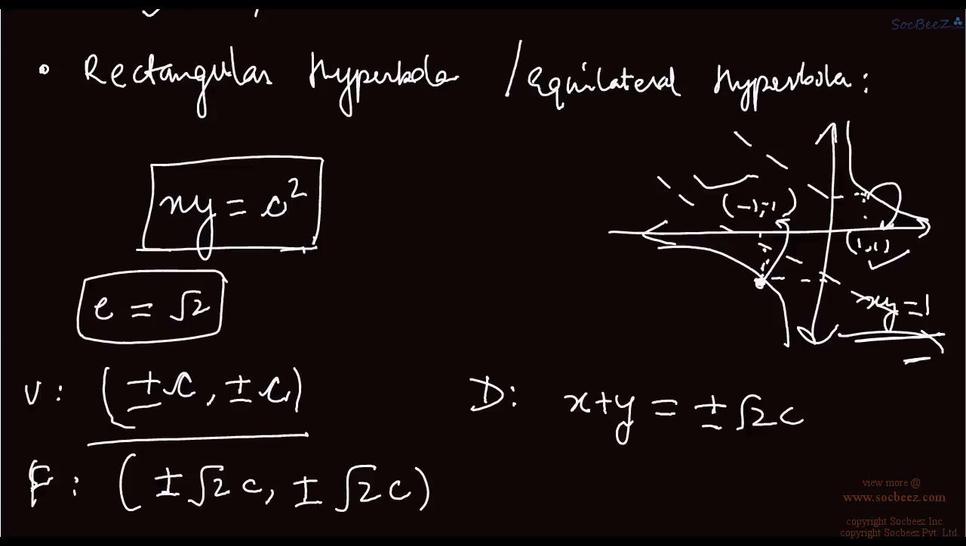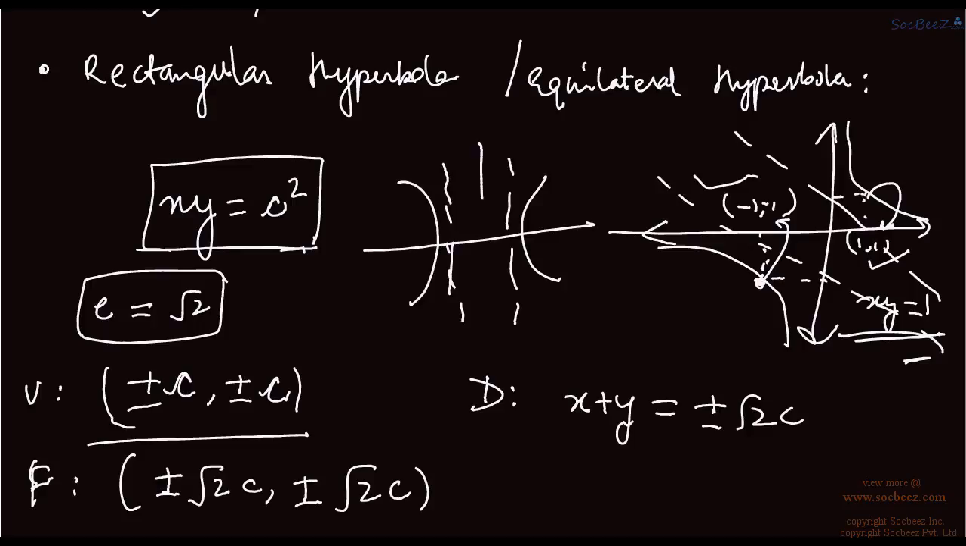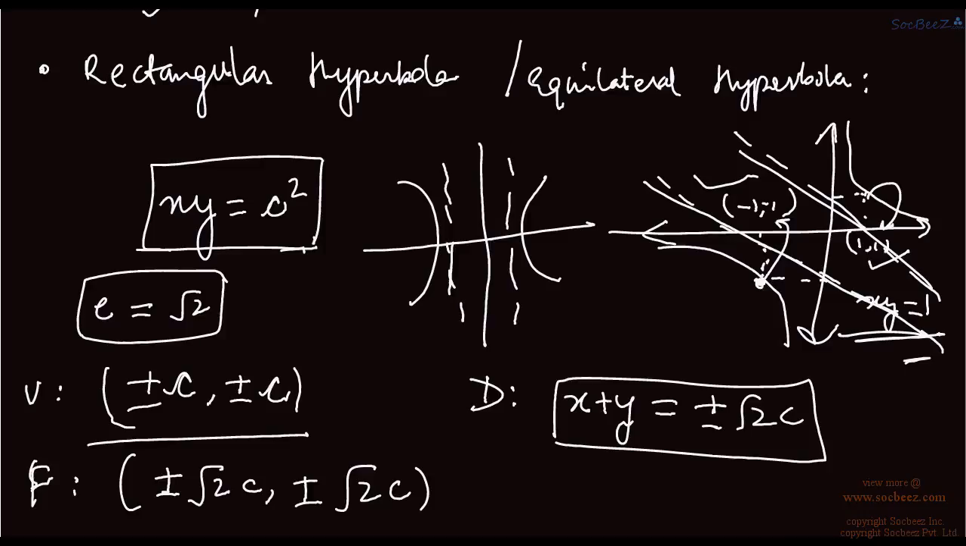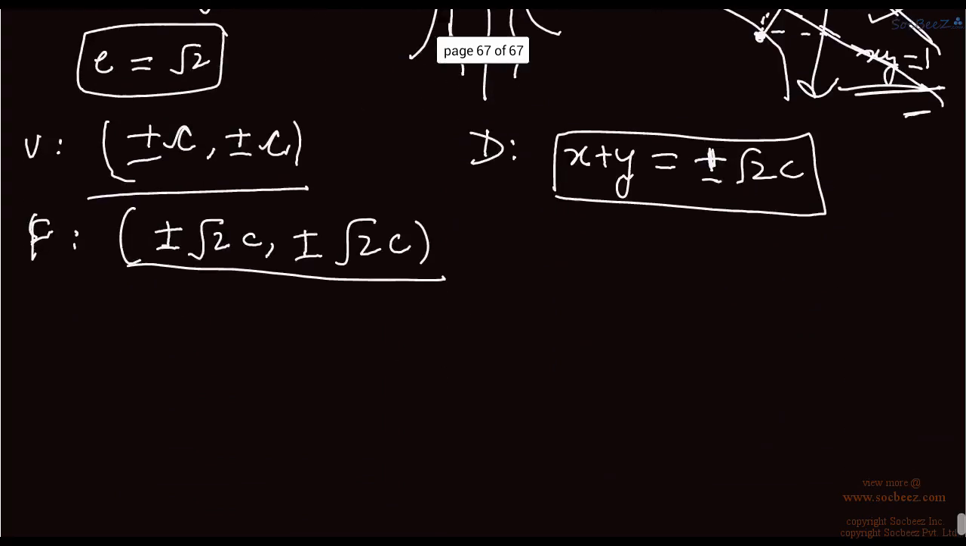Why is that? Because directrix is like this for every hyperbola. So if this is the tilted hyperbola, then directrix will be tilted. So that's why the line will be x plus y with a slope of minus 1, right? Plus minus root 2c. Now we'll see the latus rectum and all the other formulas. The length of latus rectum is 2 root 2c for this xy is equals to c square hyperbola.